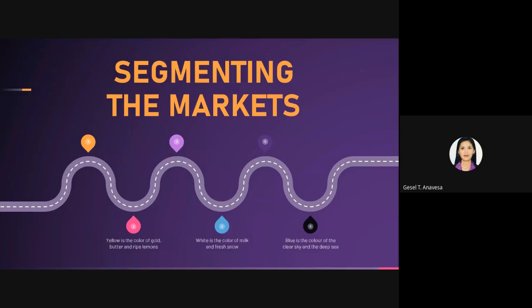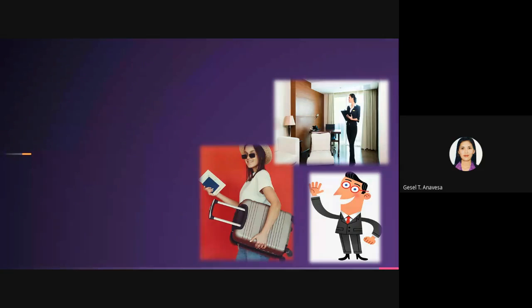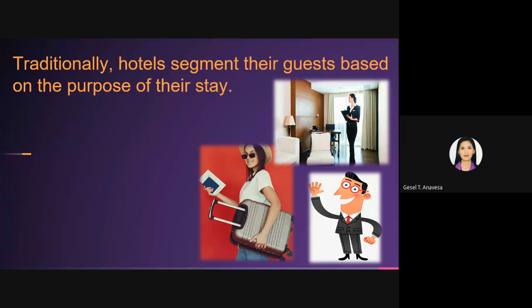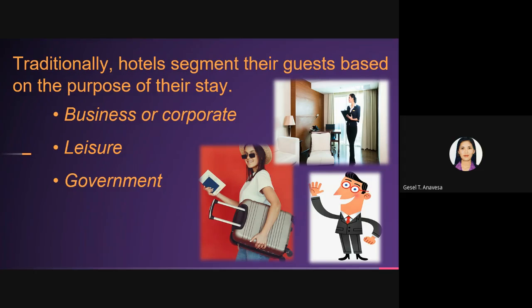So this refers how and why hotels segment their consumer. Okay, so traditionally, hotels segment their guest based on the purpose of their stay. So first, business or corporate. Second is leisure. Third is government, based on the government stay and contract. And lastly, tour and travel. So at a high level, these major segments will start with the primary categories of individual, group, and crew.